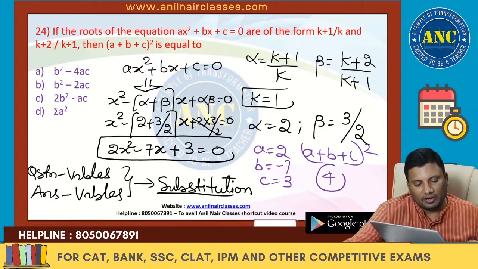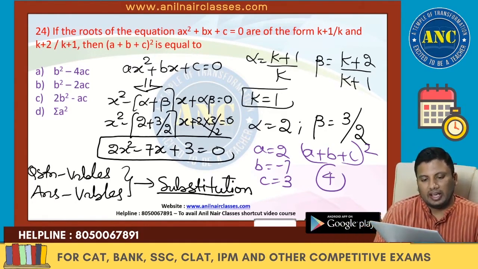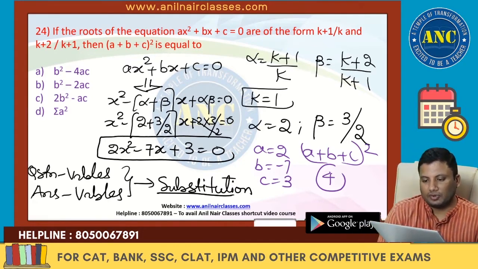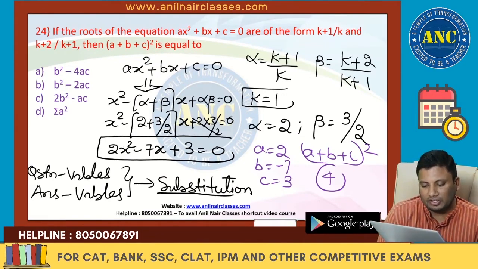Please check it out where you are getting 4. That itself is the answer. I hope it is clear. K value I substituted it as 1. 1 plus 1 by 1 is alpha value 2. 3 by 2, beta value is 3 by 2.